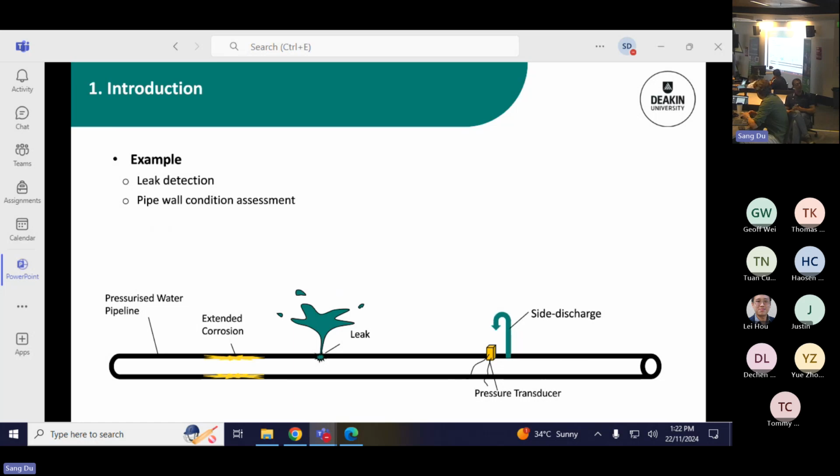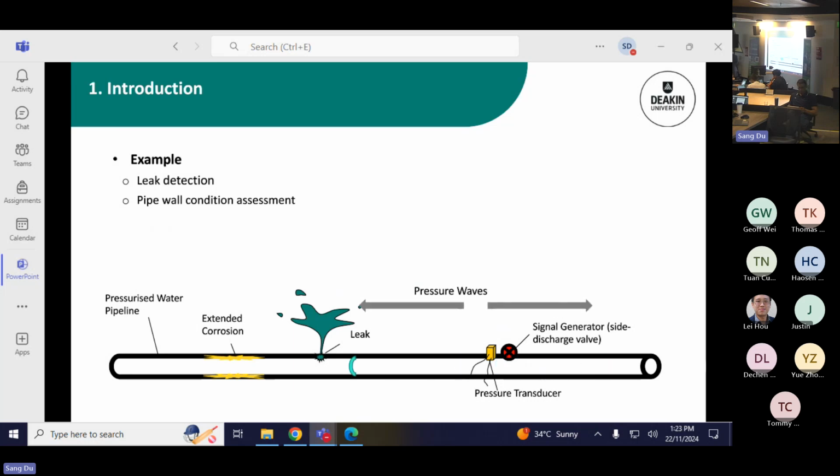Right, so this just illustrates the concept, very simple, straightforward. We have a side discharge, which is controlled. We can control the flow rate. And we have the so-called signal generator, which is basically induced by that discharge and the operation of the flow. Once we introduce a pressure wave by altering the discharge, the wave propagates along the pipe.